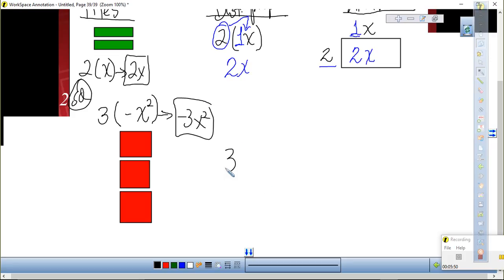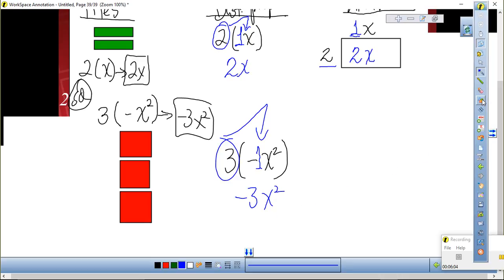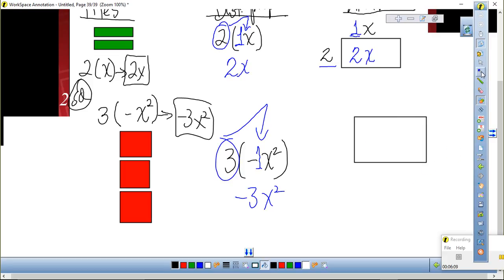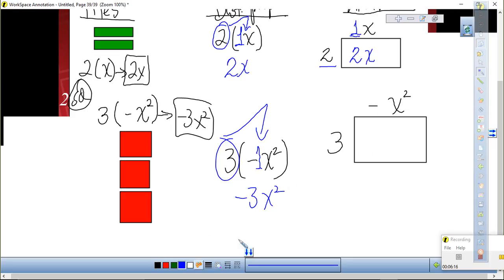Distributive property, I got 3 times negative x squared. I'm going to write my coefficient, which is what? Negative 1, Mr. Q. All right, good. So 3 times negative 1, that is negative 3x squared. And last but not least, the area model. Three times negative x squared. Once again, I'm going to write my coefficient. So what is 3 times negative 1? Negative 3, and I bring down the x squared.